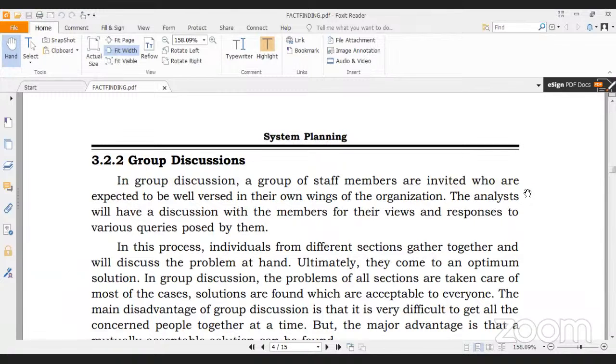The analyst will have a discussion with the members for their views, their opinions, their suggestions, and responses to various queries posed by them. So in group discussion, everybody is freely allowed to share their views on a common topic. Like the DDC director will put the topic, up to what time all the courses will be completed, then examination will start. So the MBA coordinator will say some time, the MCA coordinator will say some other time, the BA coordinator will say some other time, the PG coordinator will say another time.